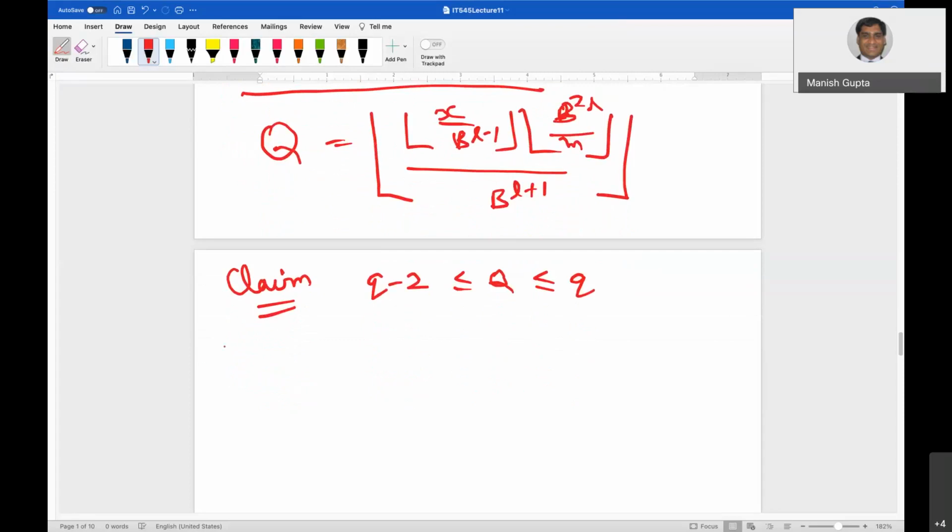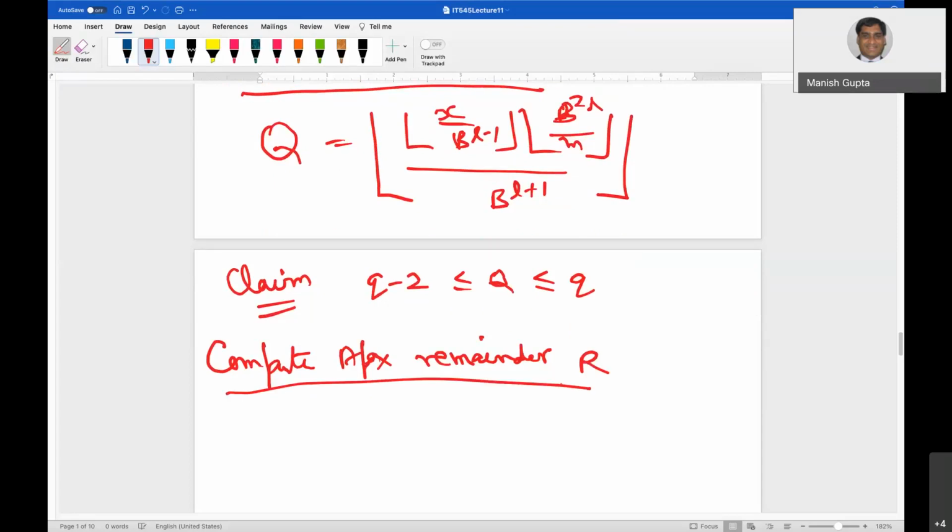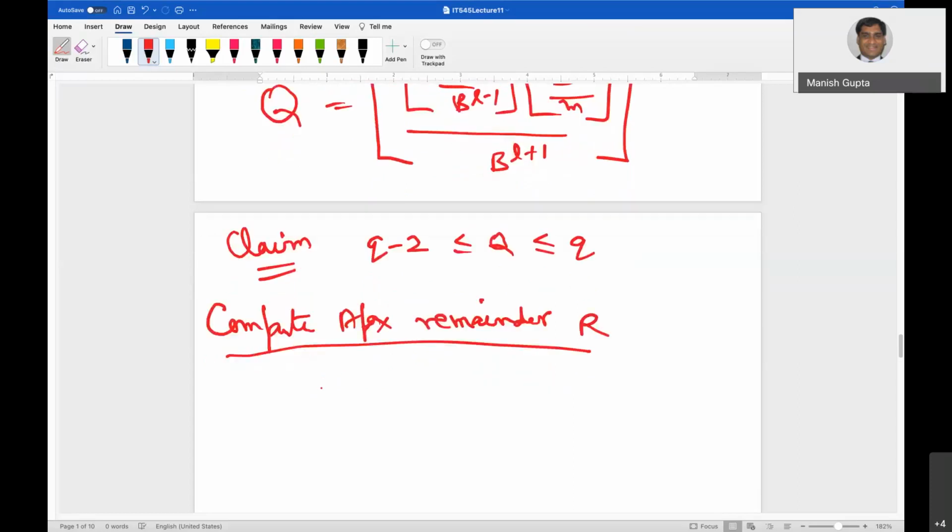Then we compute the approximate remainder, capital R. So we know the actual remainder is r, which is x minus qm, right? Once we know the quotient q, we can find the remainder like this. So now we have the approximate quotient, so our capital remainder will be x minus capital Q times m. The value of x is given, and capital Q is the approximate quotient. Okay.